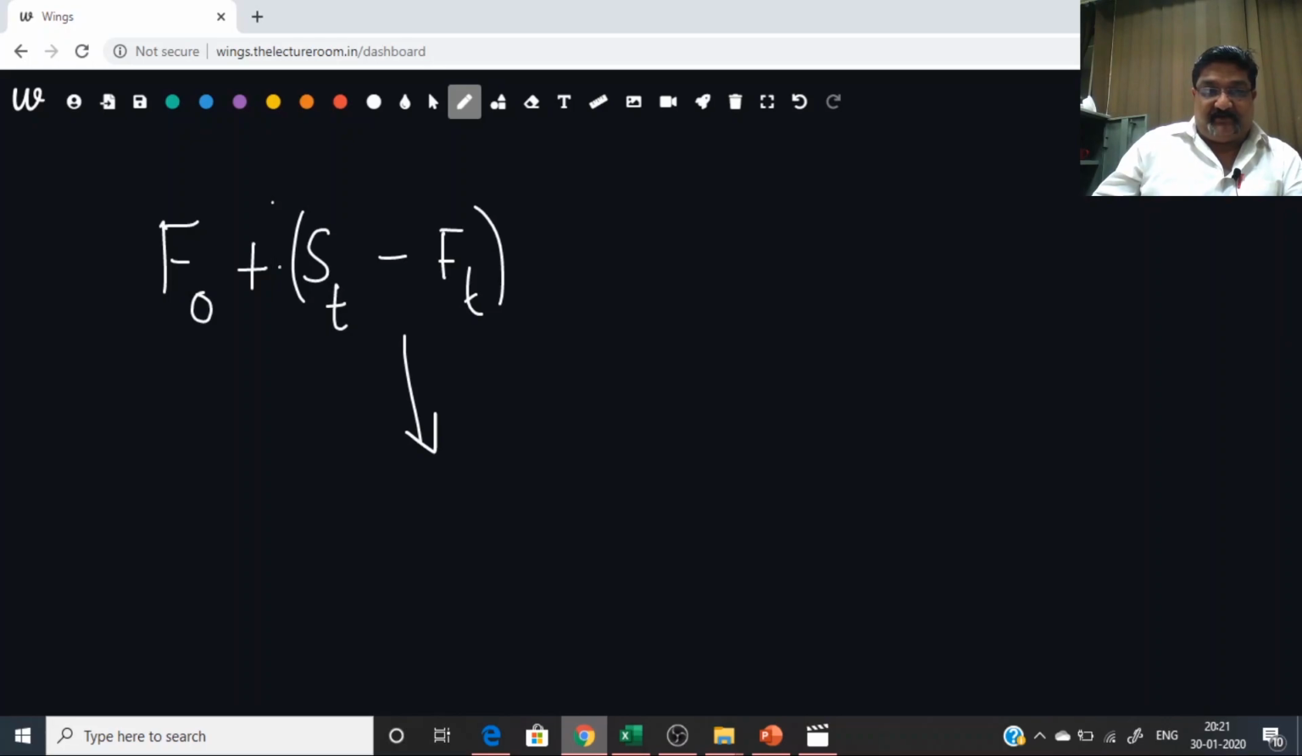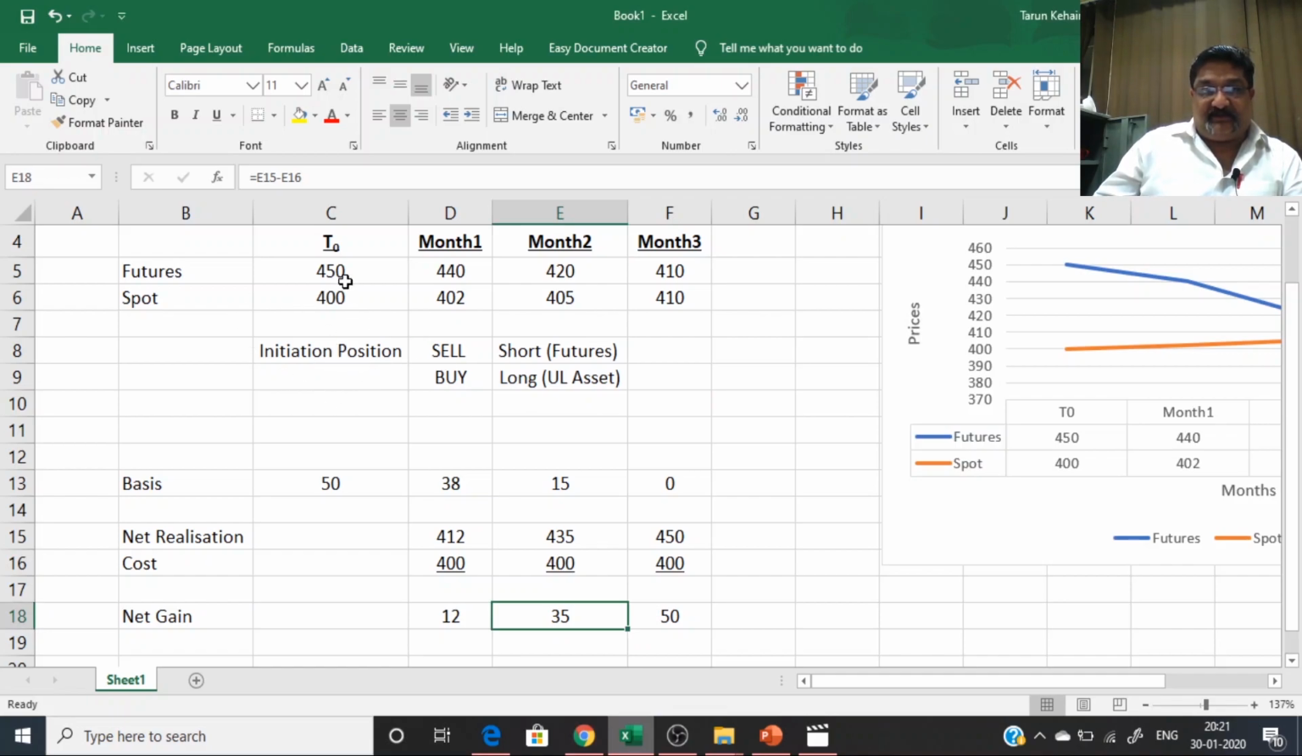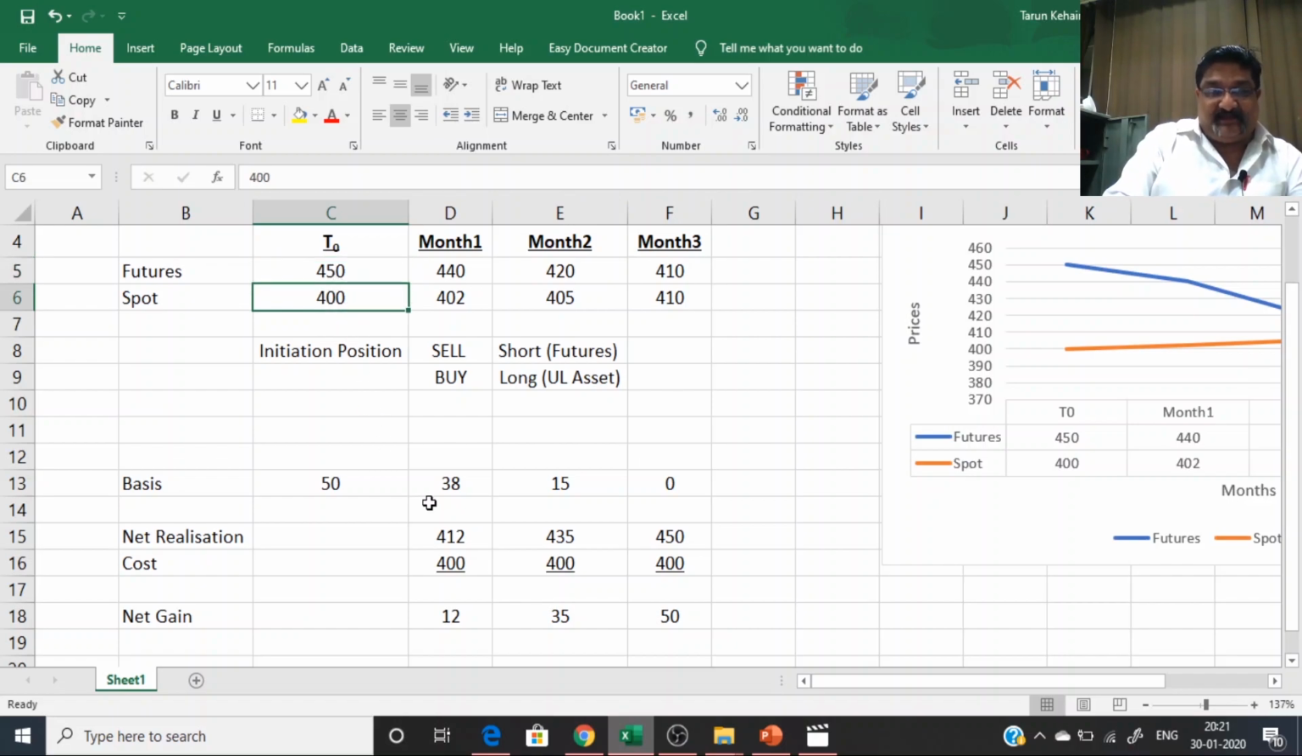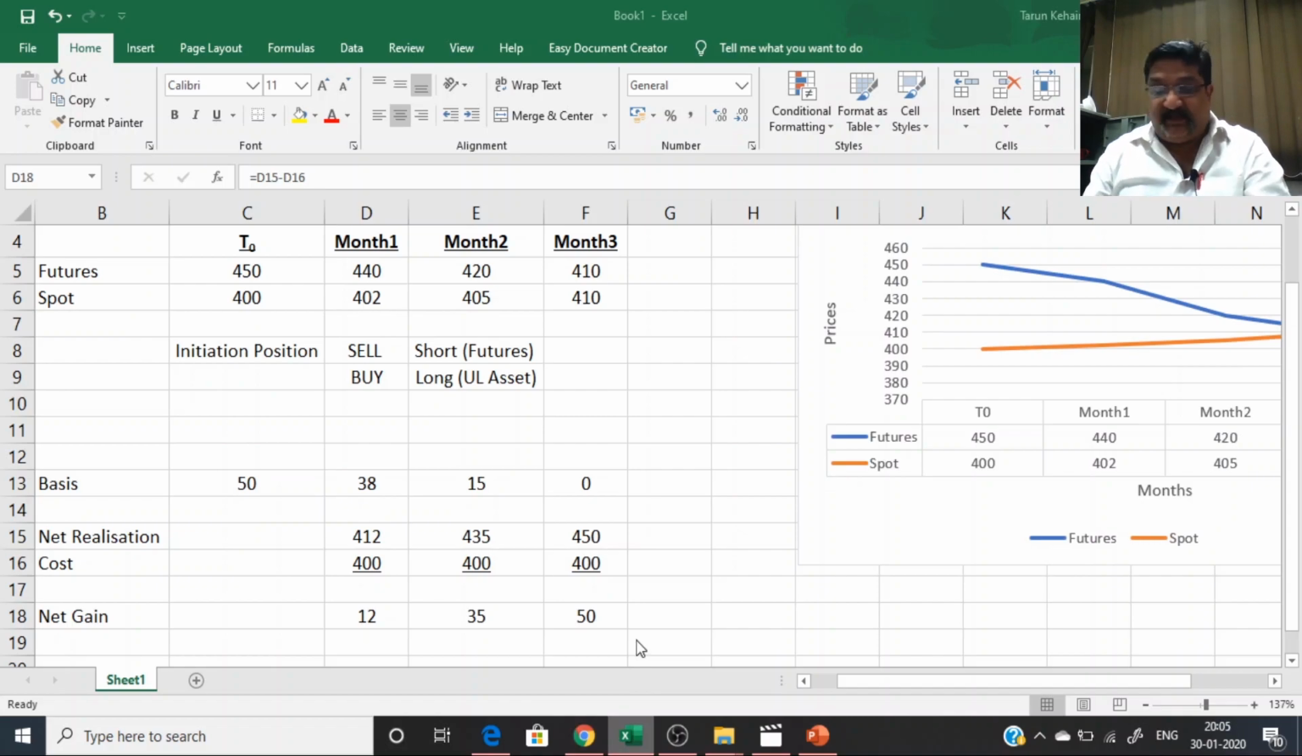So this movement or this difference between the spot and the futures prices, which I have denoted here as the difference between the futures prices and the spot prices, is called the basis risk. And this is how the basis risk impacts the futures contracts. So if he was looking at a net profit of 50 to start with, he is now looking at a net gain of 12, which has happened because of the weakening of the basis.